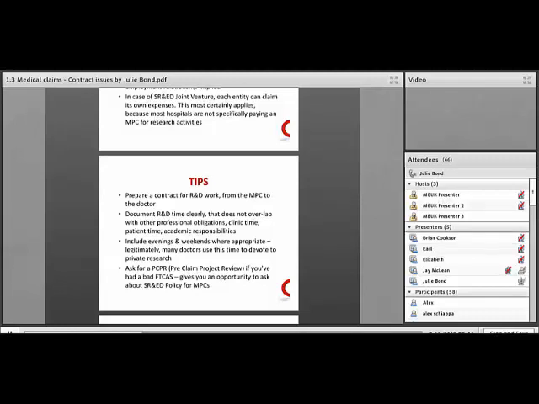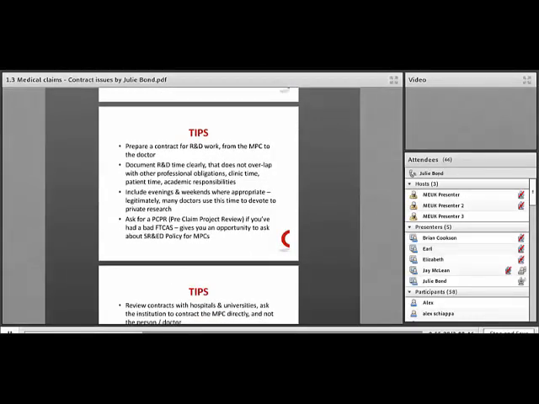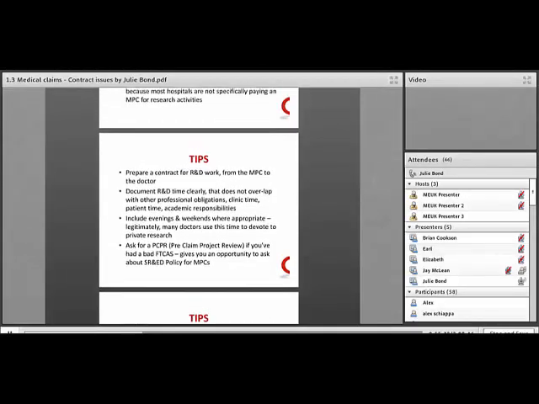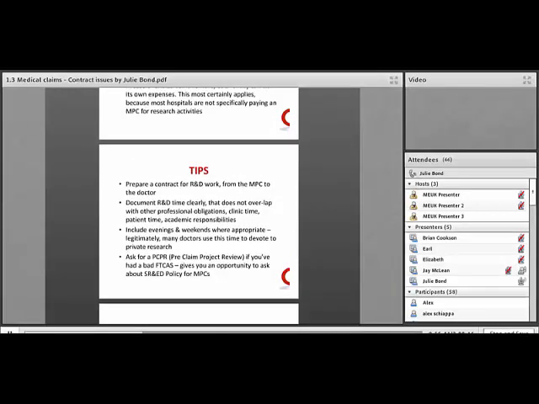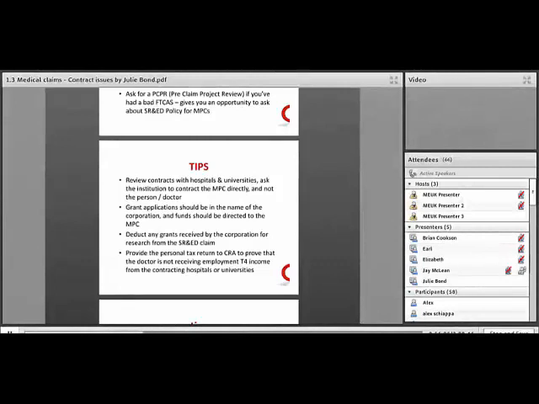If you're in one of these situations, one of the things you can do is ask for a PCPR next time around, so that you can get some more guidance at policy. It does sound like there's a lack of actual directions. I don't know how much guidance you will get from the PCPR, but it's perhaps a good tip to go ahead and engage directly with the government before you put your next claim in, to see what position they're taking on these cases. As I said, have the contract directly with the MPC.